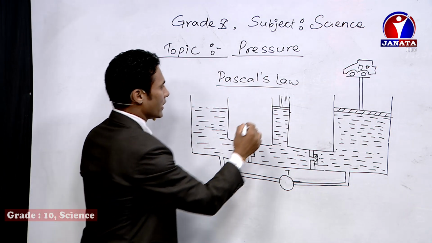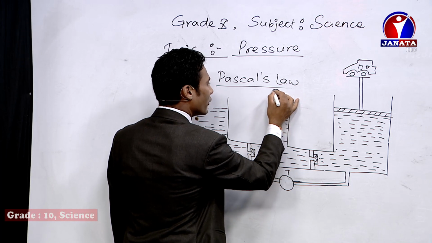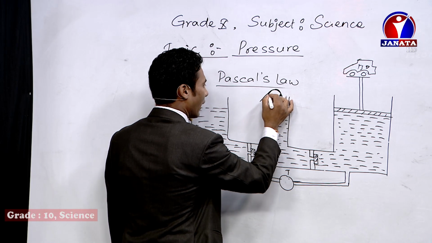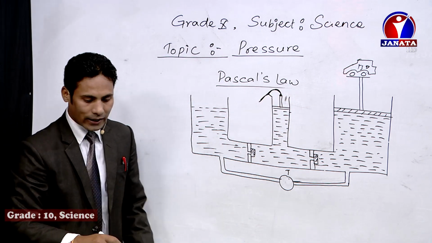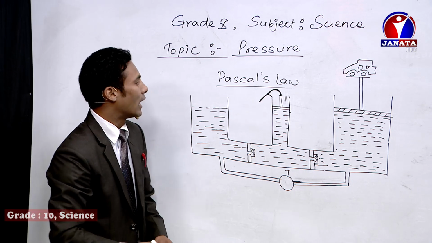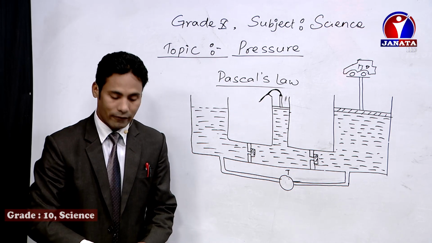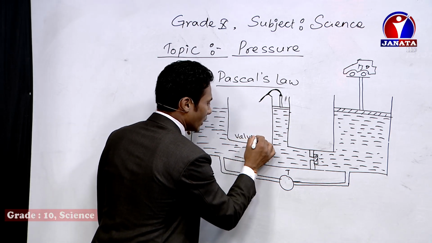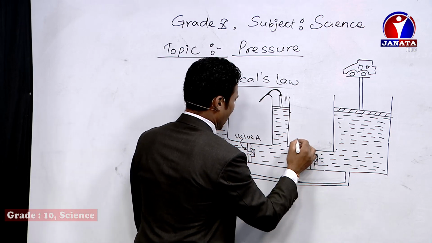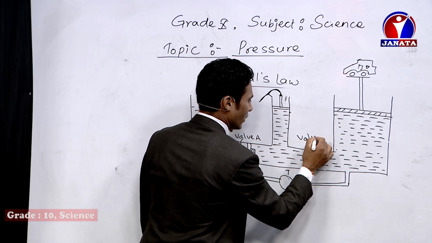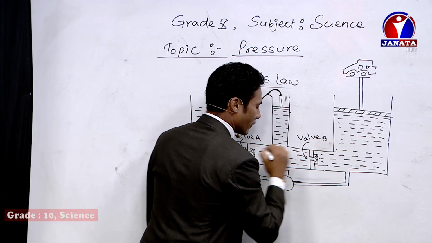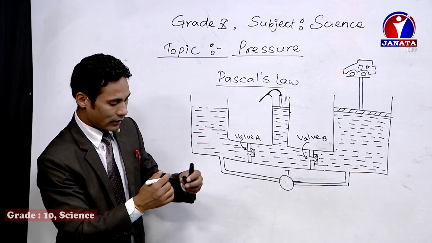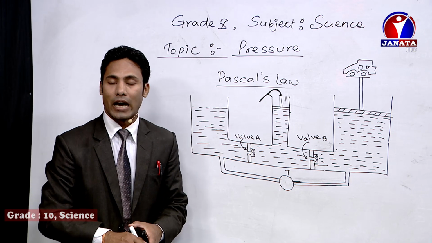Here there is also a lever. Lever means we apply the force here with the help of the lever. This is the structure of the hydraulic garage lift. So how it works: I will represent this valve as valve A, and this one as valve B. I have said this is the stopper. So this is the construction of the hydraulic garage lift.